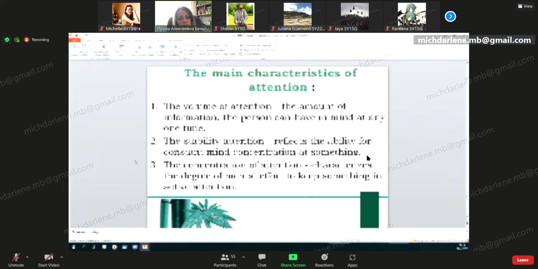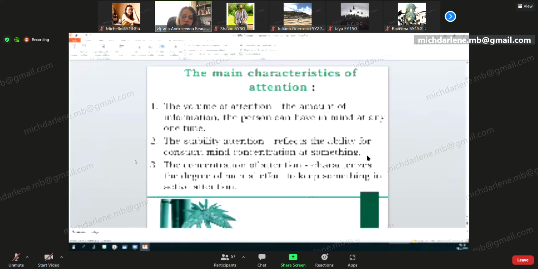The stability of attention. Stability of attention is a specific psychological phenomenon which reflects the ability for constant mind concentration on something. It's your duration, yes, of concentration. How long can you control the attention and work at a very high level of concentration? It's the stability of attention.